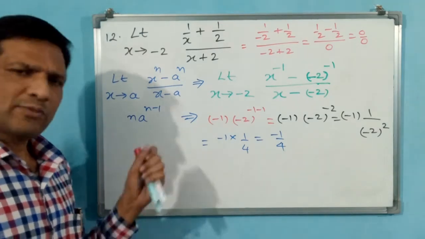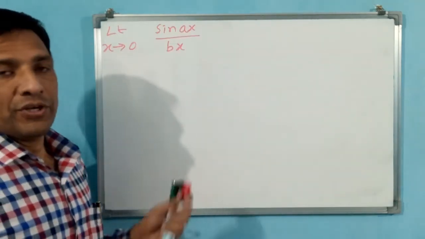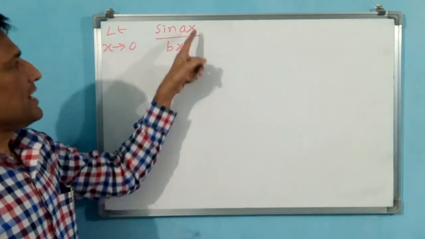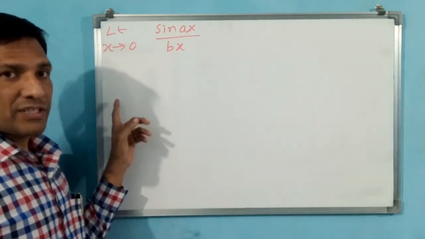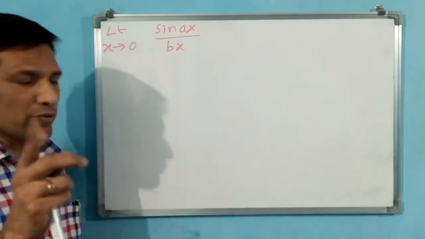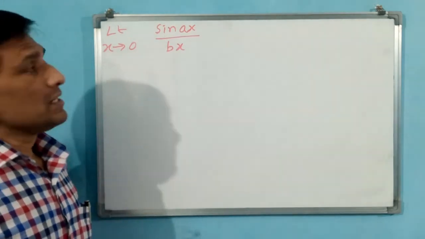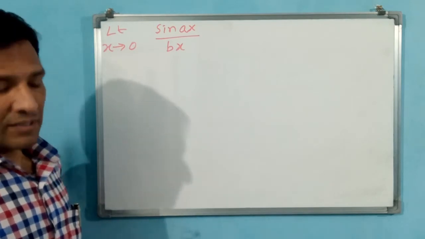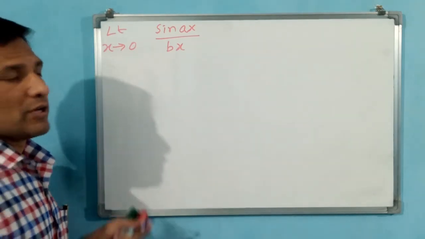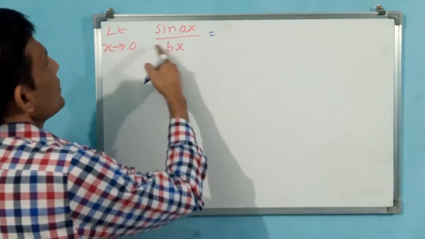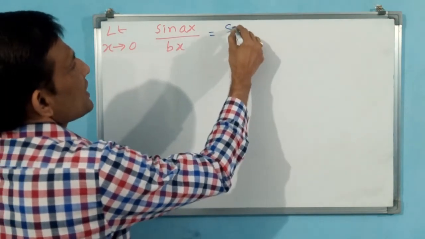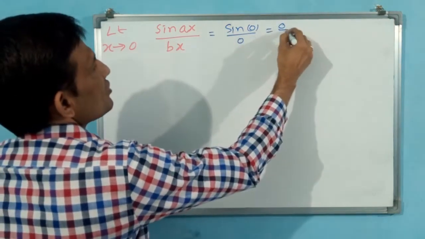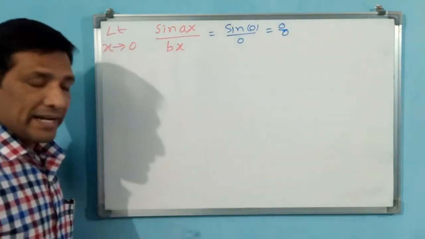Okay. Let us go for the 13th question. See the 13th question: limit x tends to 0 sin ax by bx. You see, limit x tends to 0 sin x by x means 1, we know from trigonometry. But for ax by bx, how to write this one? If you substitute, 0 by 0 is going to come. Here a into 0 means sin 0 by 0, that is equal to 0 by 0. 0 by 0 you should not get.